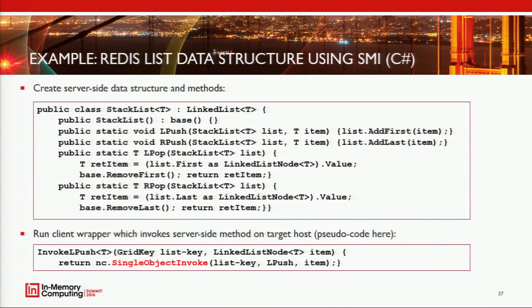Now, this is the Redis list represented as a C# object. I put this up here just to show you that, yes, in fact, you could do Redis lists as C# objects, believe it or not. And it's just a subclass of the linked list built into .NET. And so we build these methods which we're going to invoke remotely. And this shows you how that invocation was done.